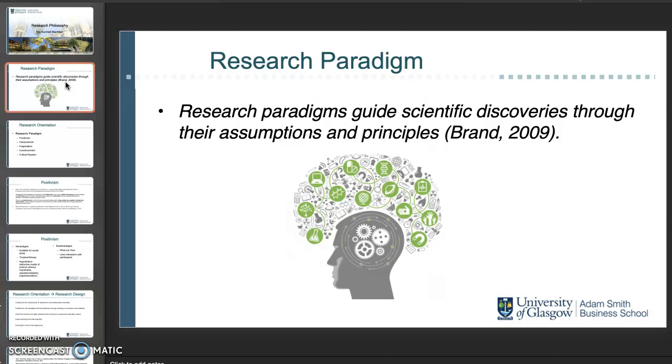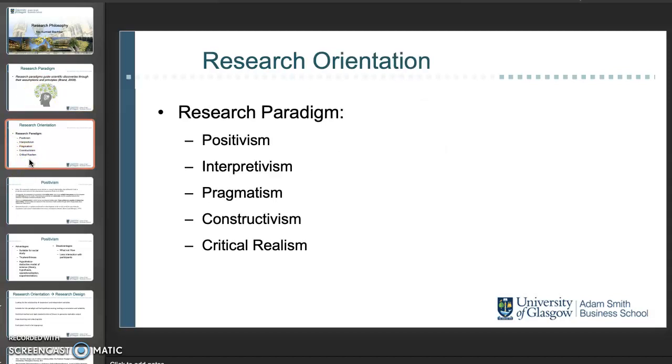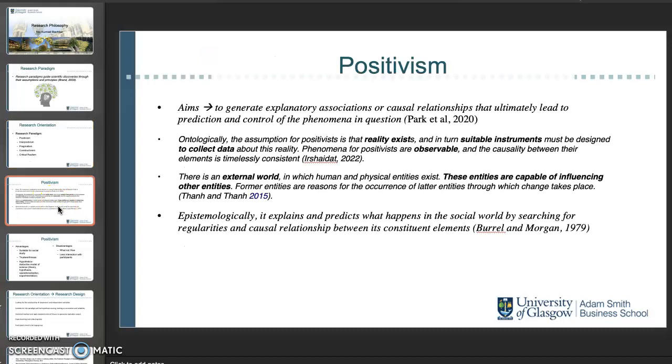Basically, in our research orientation in the class, we discussed positivism, interpretivism, pragmatism, constructivism, and critical realism. We need to choose which one we are keen to and also who we are. So among the five paradigms or orientations, I'm sorry, the orientation I choose is positivism.